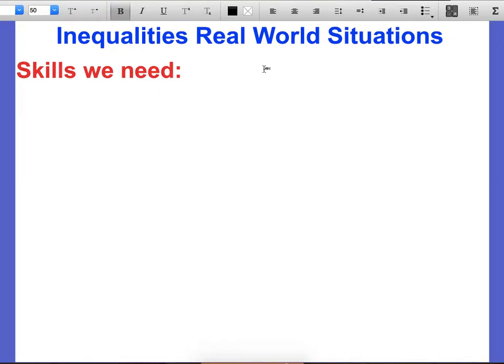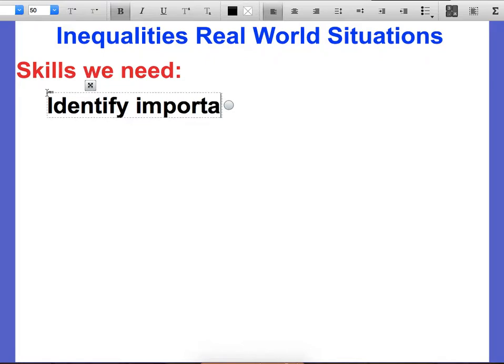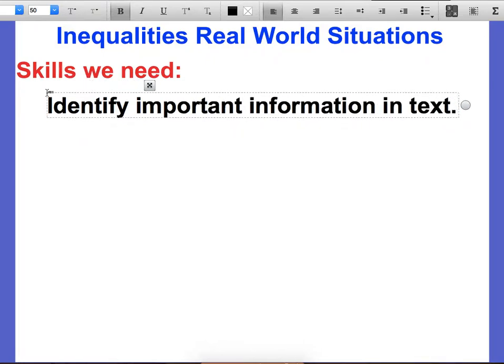Hi, math friends. Today we're looking at inequalities in real world situations. You might think of these as story problems or word problems as well. Those are other good ways to view them. Skills that we need: we need to be able to identify important information in text. So in this case, it's in a word problem.